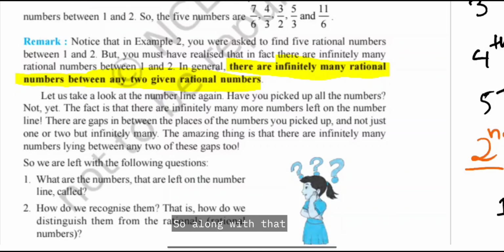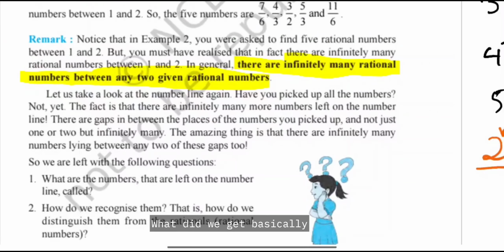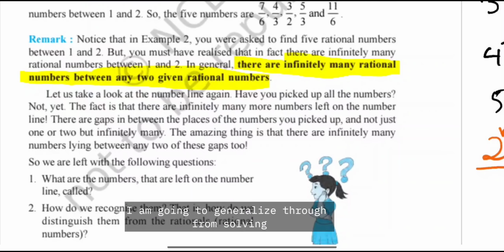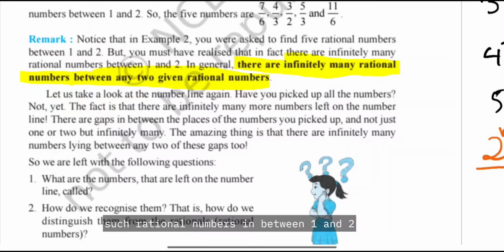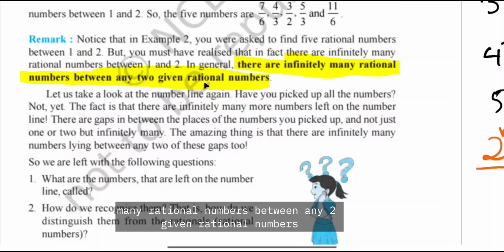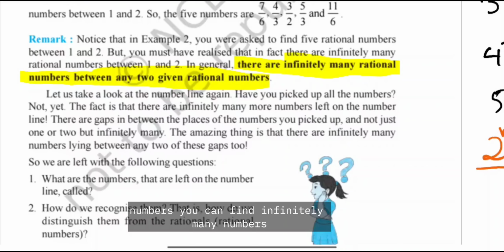So along with that, by doing this one, what do we get from here? What did we get basically? From solving example number 2, or by finding 5 such rational numbers in between 1 and 2, we got to know that there are infinitely many rational numbers between any two given rational numbers. That means in between any two given numbers you can find infinitely many numbers.